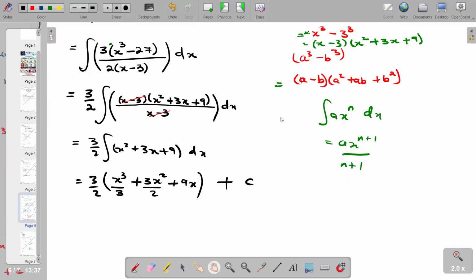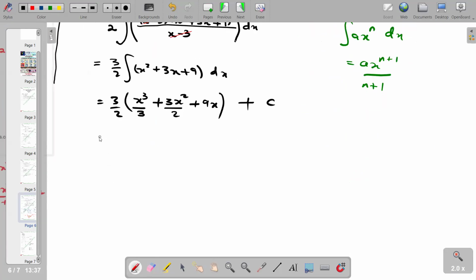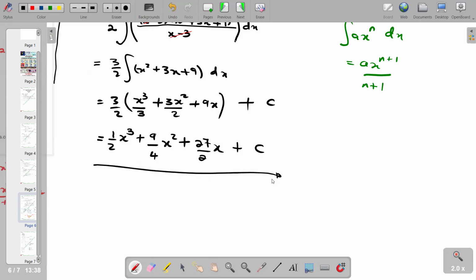Then from there, we are now going to simplify. So if we bring this here, 3 over 2 times this, it means we are going to be left with the half x cubed there, because the 3 and the 3 cancel out. Then if we multiply the two, we are going to have plus 9 over 4 x squared. Then if we bring this, it's going to be plus 27 over 2 x plus our arbitrary constant. This becomes our solution. Thank you very much.